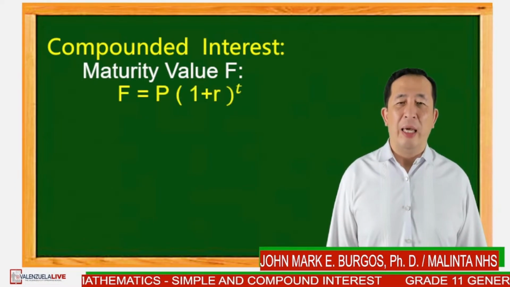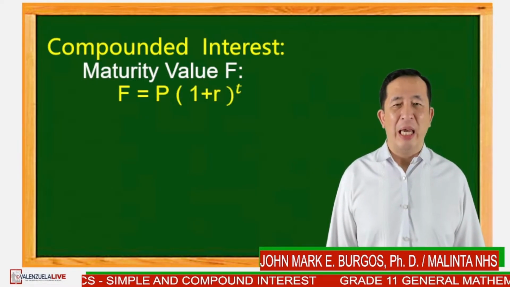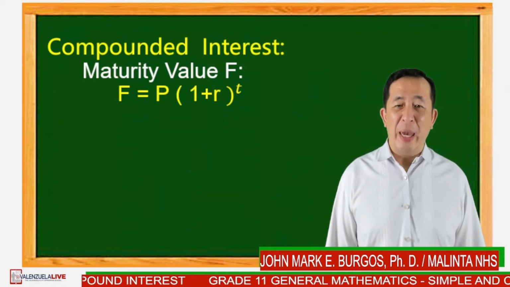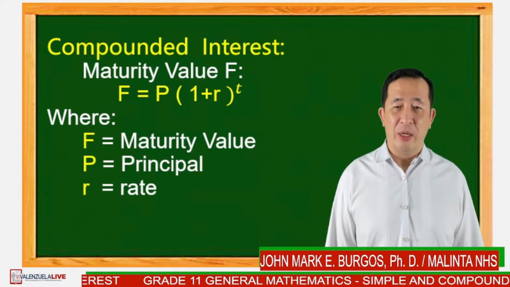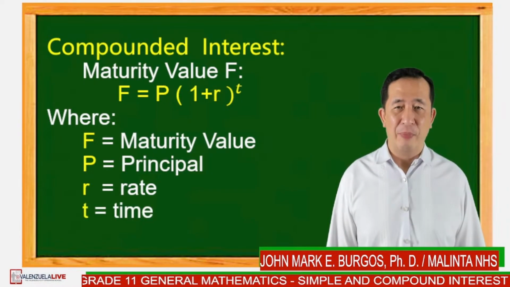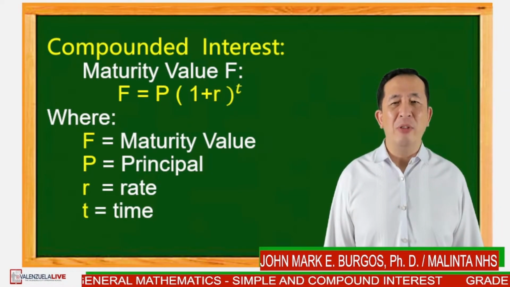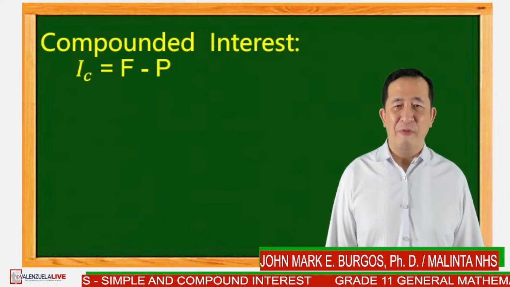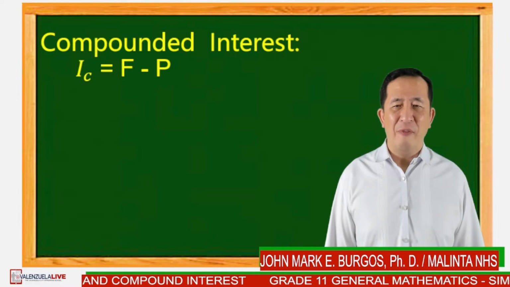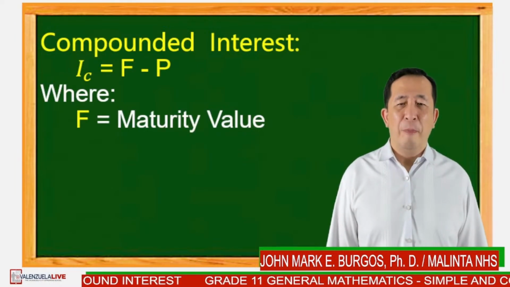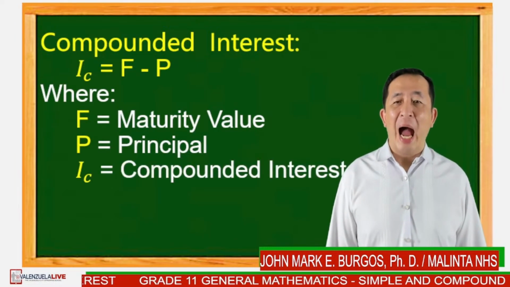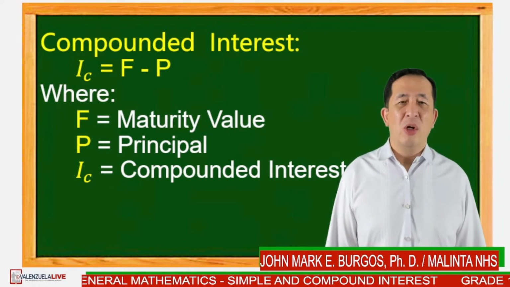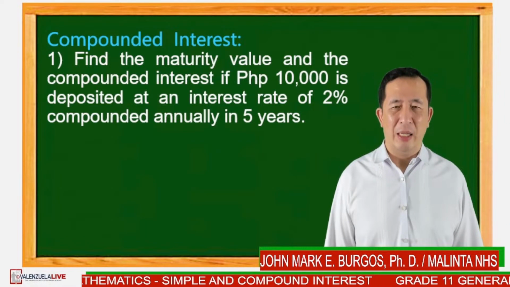P, quantity 1 plus R, quantity raised to the power of T, where F is the maturity value, P is the principal, R is the rate, and T is the time. So, to compute the compounded interest, we have I sub C is equal to F minus P, where F is the maturity value, P is the principal, and I sub C is the compounded interest. So let's have the first problem for the compounded interest.